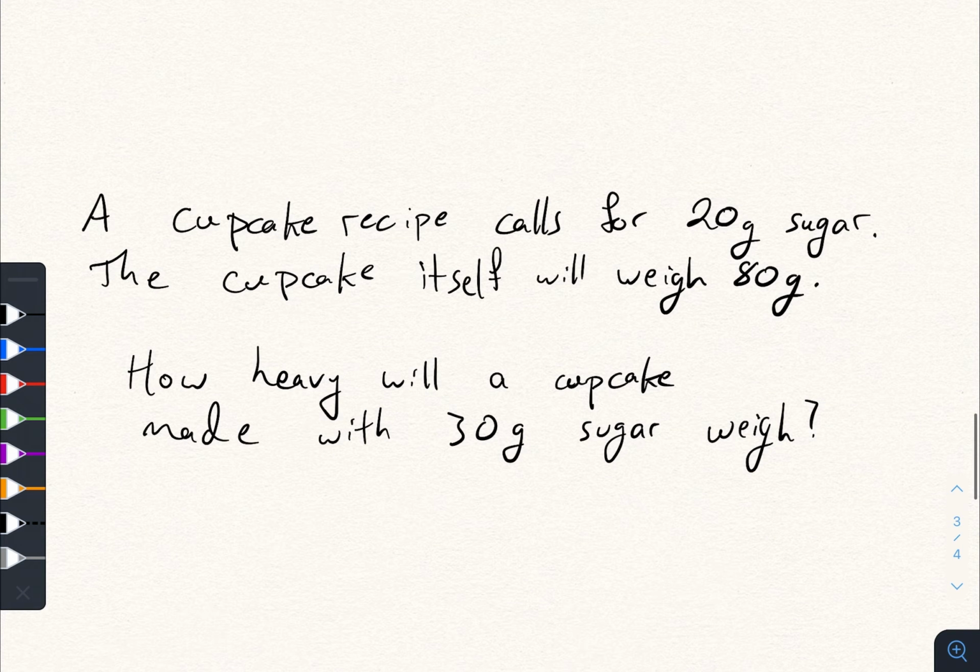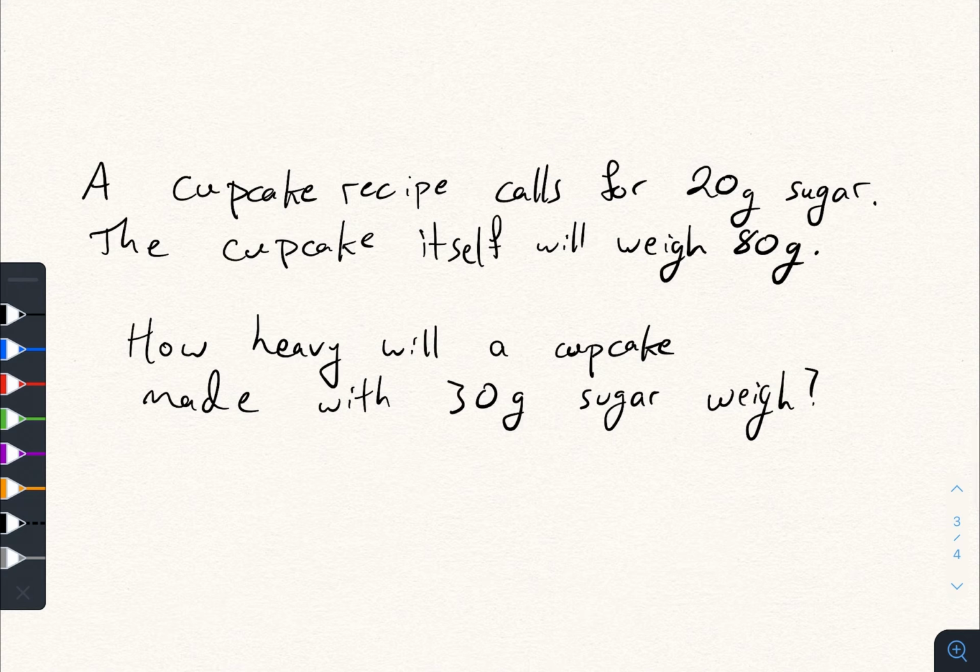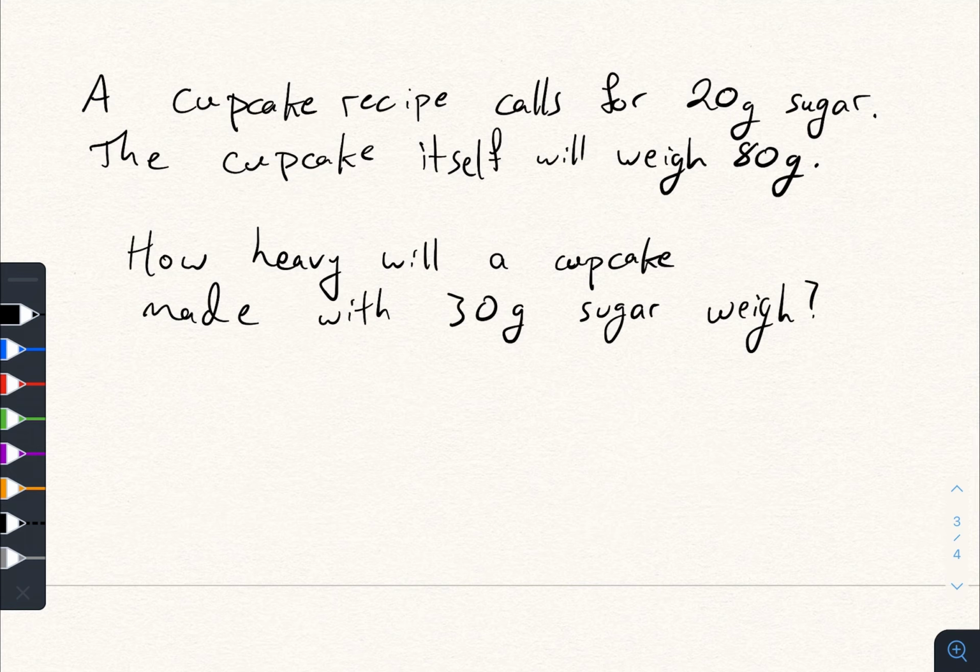This one we'll see a part to whole ratio. A cupcake recipe calls for 20 grams of sugar. The cupcake itself is going to weigh 80 grams. Let's say that we want to make a really big cupcake. Let's say that we have 30 grams of sugar to work with. We want to know how heavy the cupcake made with 30 grams of sugar will end up weighing. Don't ask me why we're only making one cupcake, but let's say that we're doing it.